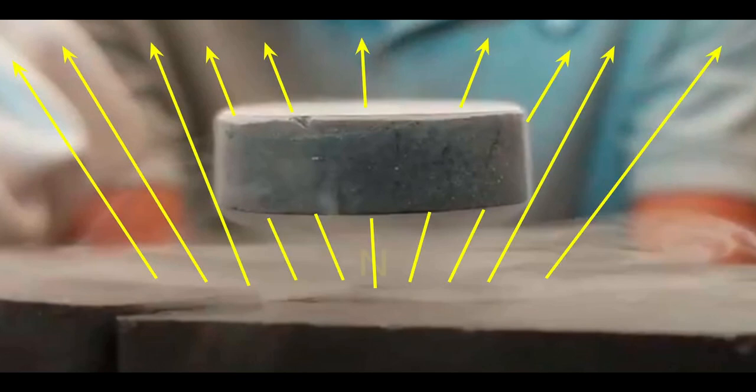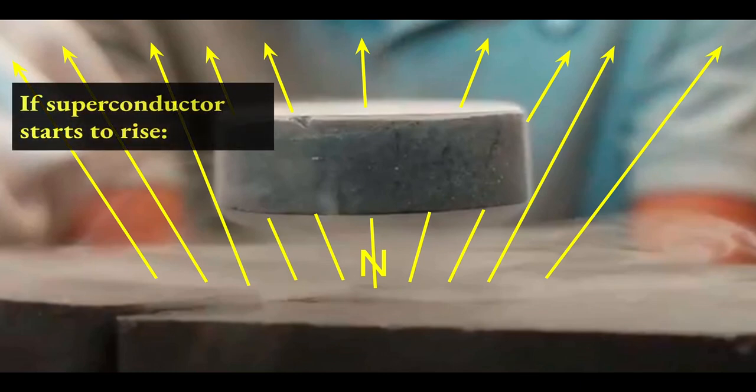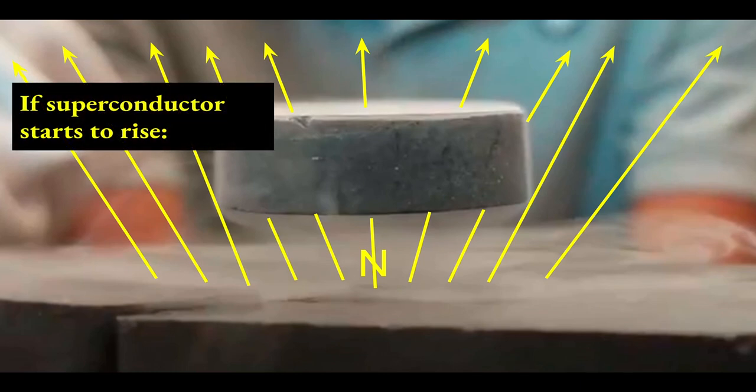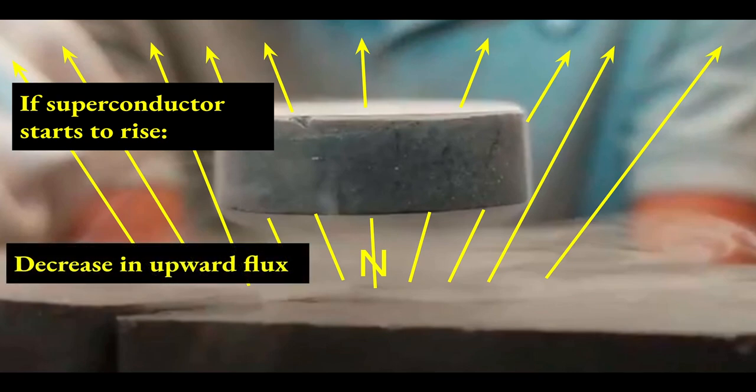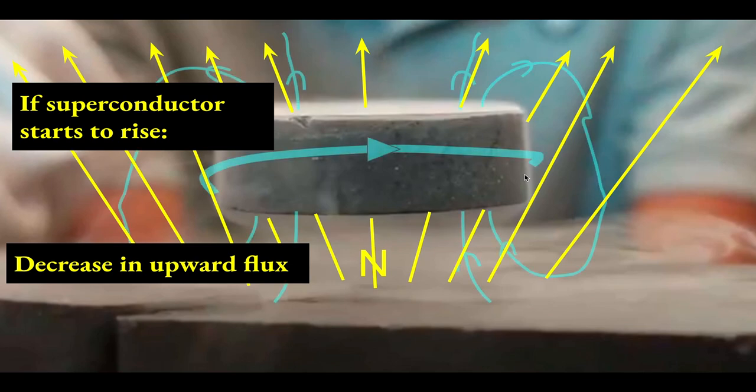Well, you could also imagine that maybe the superconductor tries to fly away from these magnets. So again, you have these magnets oriented with the north pole up, and so the field lines point up. Let's suppose the superconductor starts to rise, or it tries to kind of fly away. Well, as it tries to fly away, that would be a decrease in the upward flux. You would have less magnetic field punching through this superconductor if you tried to pull it away. And so it will fight that decrease in upward flux by making its own upward flux by running a current in the opposite direction to what we saw before.